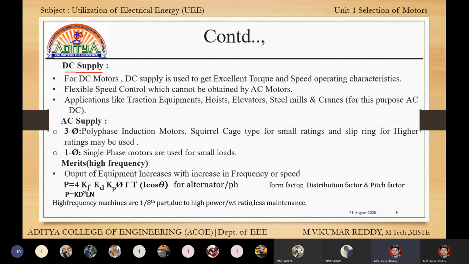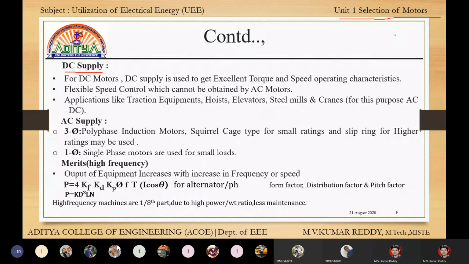Okay, this is the study of supply with respect to motors. Why? Because our unit is the selection of motors. That means each and everything we are studying only in the aspect of motors. Whether it is a DC supply or an AC supply, we have to consider only motors.